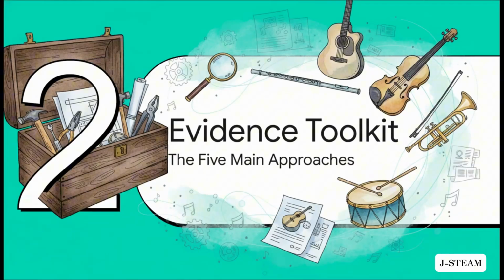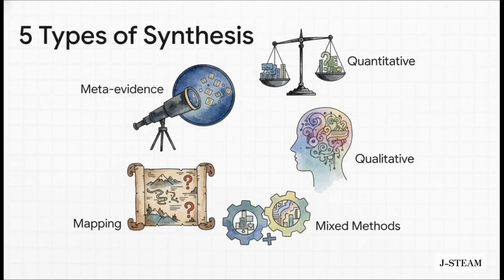Okay, now for the fun part. Let's open up that researcher's toolkit. We're going to explore the 5 main types of evidence synthesis. I want you to think of them like different instruments in an orchestra. Each one has a very specific and very crucial part to play. So here they are, the big 5. Quantitative, qualitative, mixed methods, mapping, and meta-evidence.